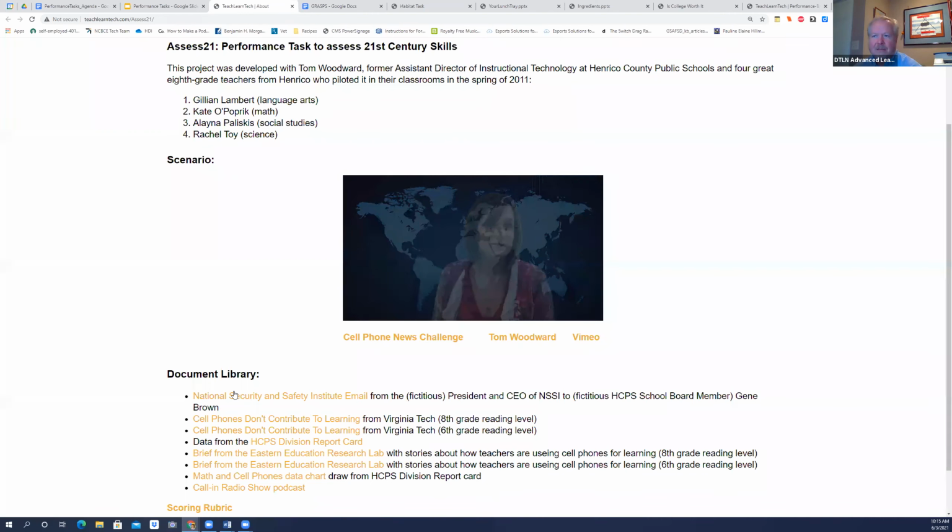And then we have this document library with all these different kinds of stuff. We have an email. We have 2 research articles. We actually have that chart that showed up on screen. That's down here. So as you're thinking about that, what kinds of things were we trying to assess with that? What is this assessment about?